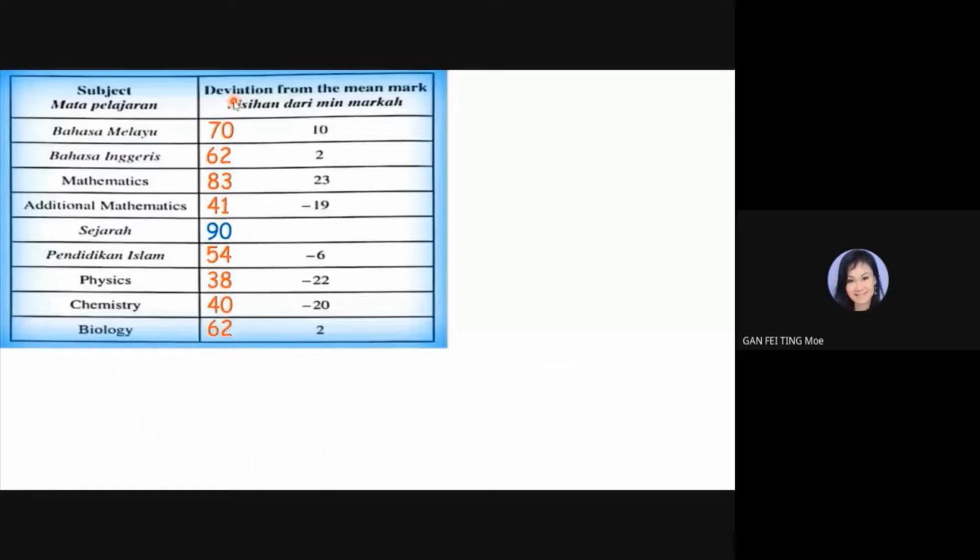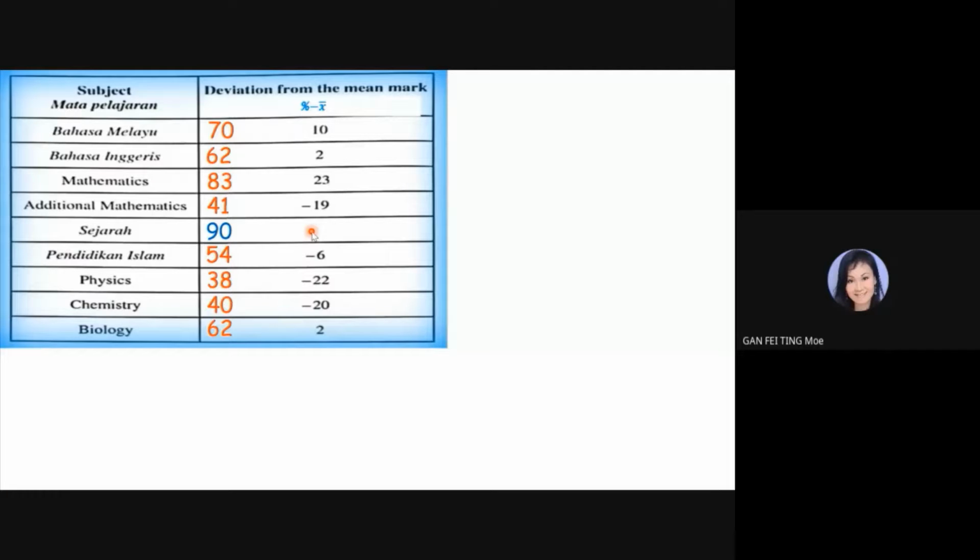Okay, now let's go to the second one. What is the second one? Since this is 90, what is my deviation from the mean for sejarah? Who can tell me the answer? Who can give me the answer for deviation from the mean for sejarah? I want to see who's the fastest to give me the correct answer. Okay, Ifan, very good. Yes, 30.